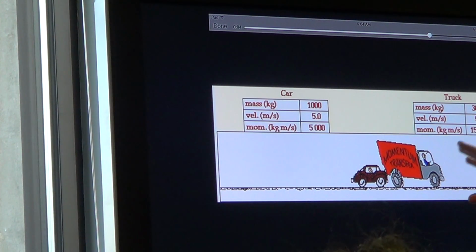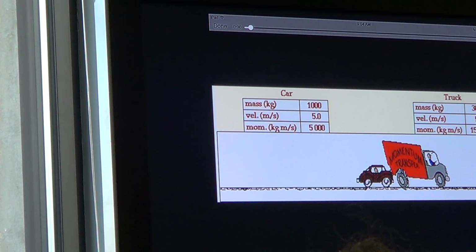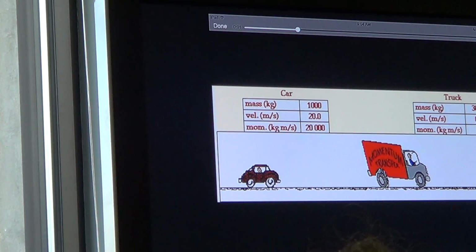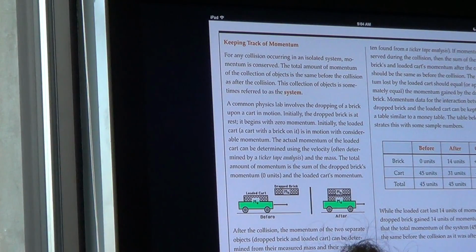So prior to the collision, what was the total momentum? Do you remember? 20,000. After the collision, what's the total momentum? 20,000. Okay, they have to be the same, right? I think that's really the end of that. Okay. Let's do another one.